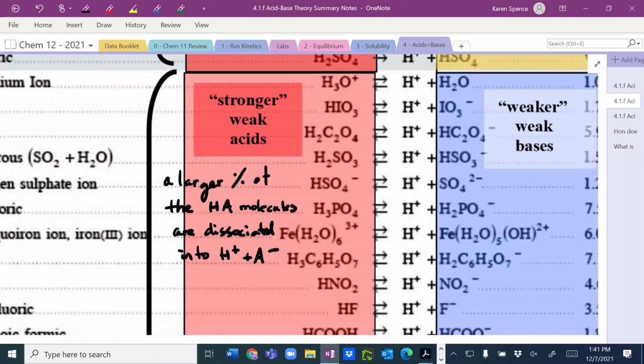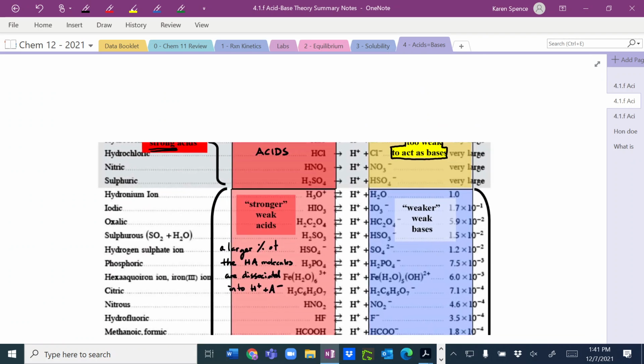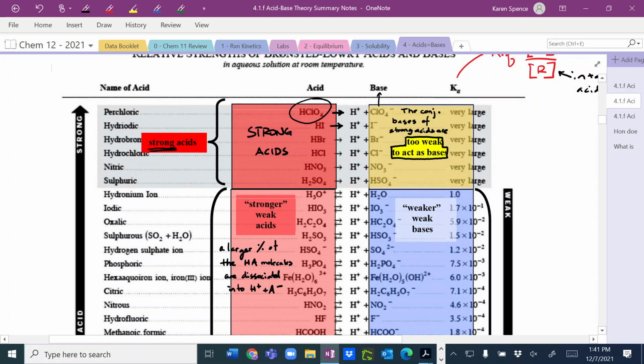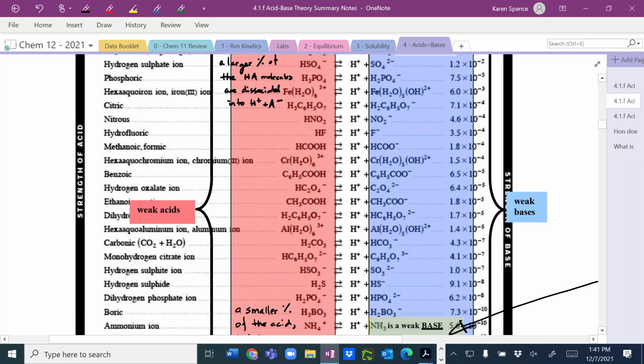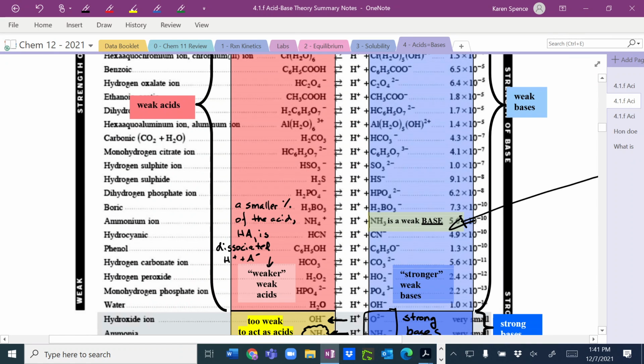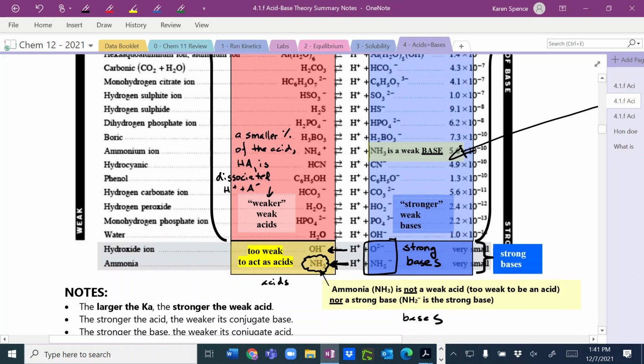The base side of the table works just like the acid side of the table, except that it's pretty much just upside down. You find your strong acids at the top, your stronger weak acids, and then at the bottom you have your weaker weak acids, and then you have things that are too weak to even be acids at all.